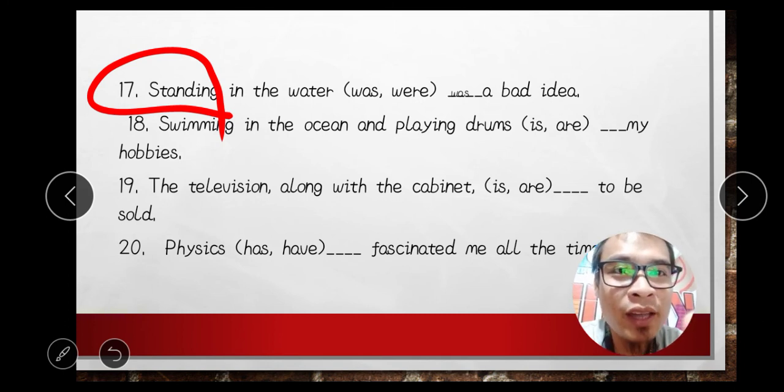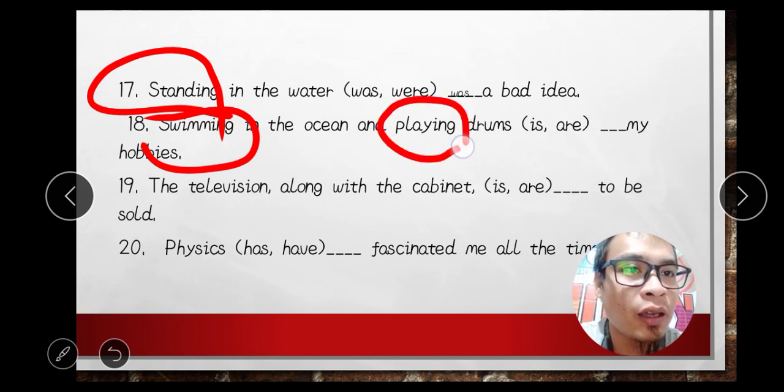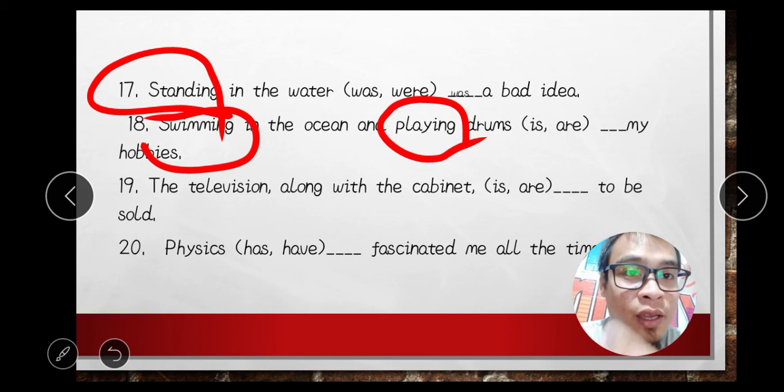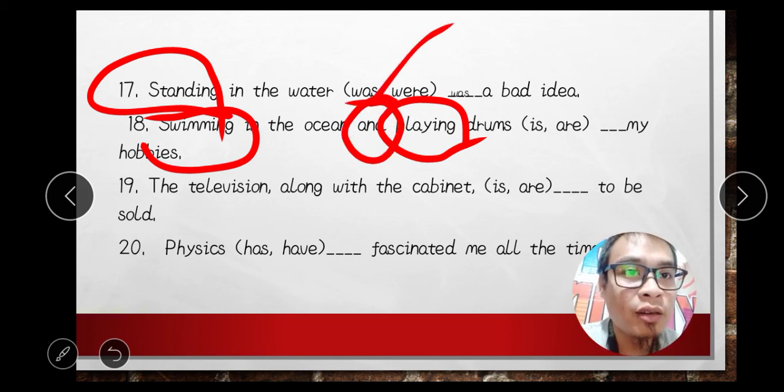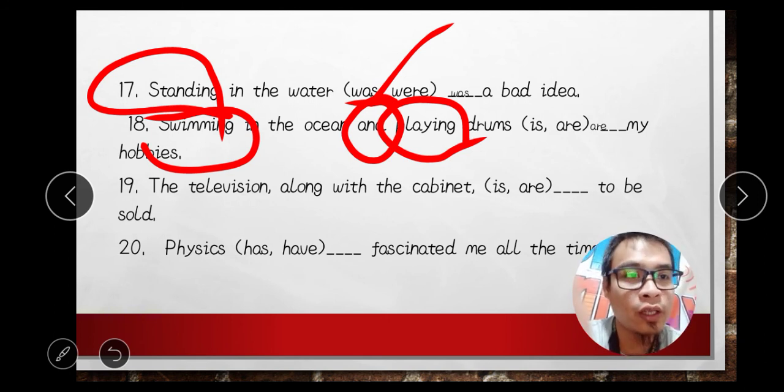However, number 18, swimming in the ocean and playing. Two gerunds are connected with one conjunction, and our verb in here must be plural. Yes, plural, because there are two gerunds. These two gerunds function as two subjects of the sentence. Are my hobbies.